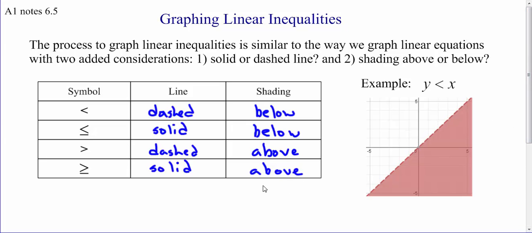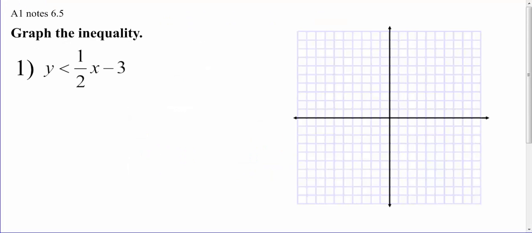Now, especially when we get steep slopes, you'll have to be careful to make sure you think above or below, and then also, of course, consider if lines are solid or dashed. All right, so let's take a look at this. This one says y is less than 1/2 x minus 3.